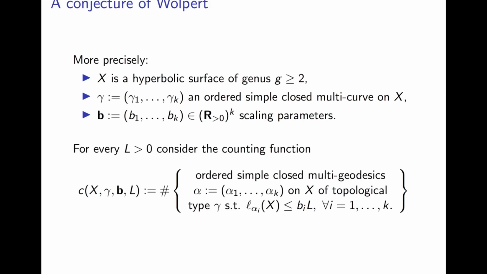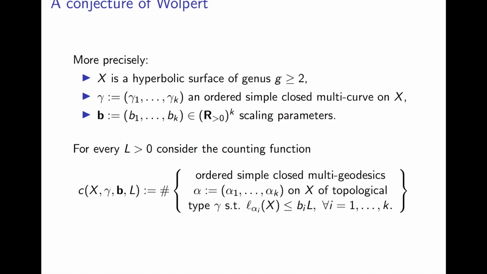And the counting problem that we're going to consider is that for every number L, we're going to count, and here C stands for components, the number of ordered simple closed multi-geodesics on my surface of the topological type given by gamma, and satisfying the following constraint on the length. The length of each component should be bounded by L times the scaling parameter corresponding to that component.